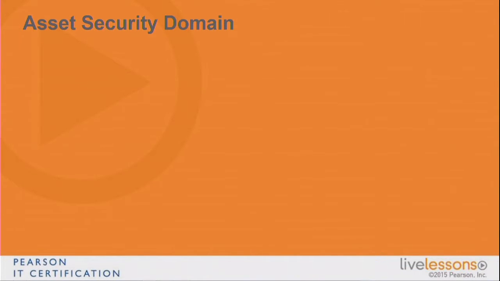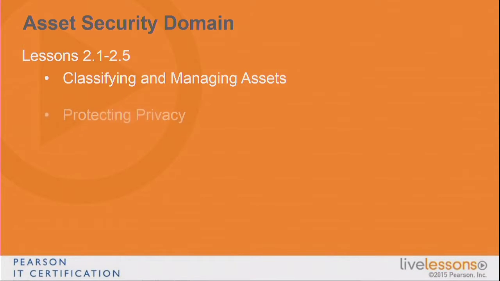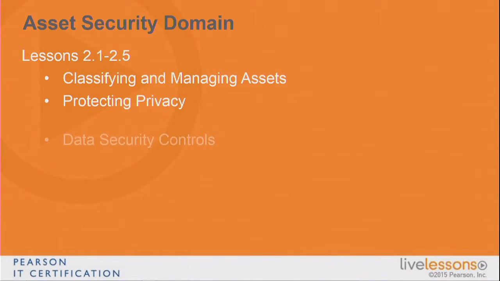Welcome to Lesson 9.2, Asset Security Domain, Review and Study Roadmap. The ISC² Asset Security Domain is covered in Lessons 2.1 through 2.5 of this course, and there are three categories in this domain: classifying and managing assets, protecting privacy, and data security controls. So we're going to look at each of those categories and see what the applicable topics are.